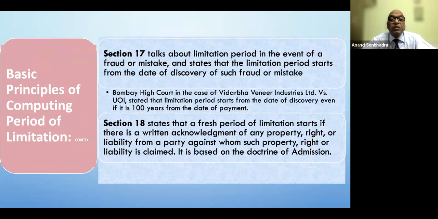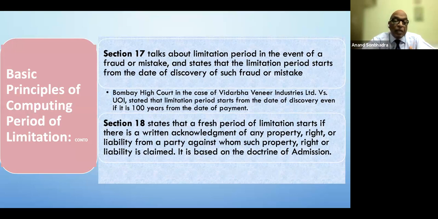Now, section 17 talks about the limitation period in the event of fraud or mistake. It clearly states that the limitation period starts from the date of discovery of such fraud or mistake. I've just put a case here. The Bombay High Court in the case of Vidarbha Veneer Industry Limited versus Union of India stated that the limitation period starts from the date of discovery, even if it is 100 years from the date of payments. So the limitation period will start when a fraud or mistake is discovered.